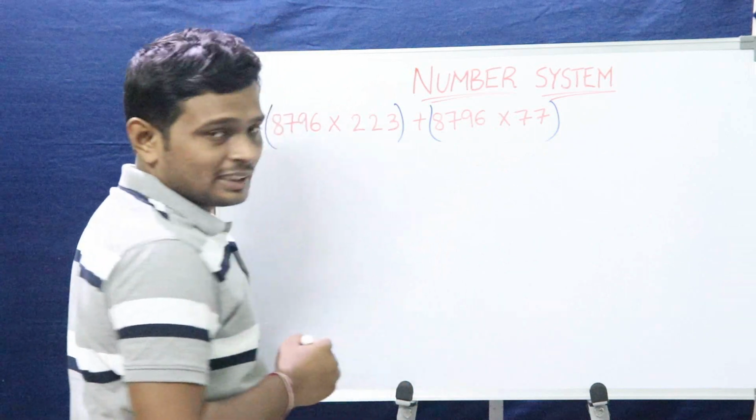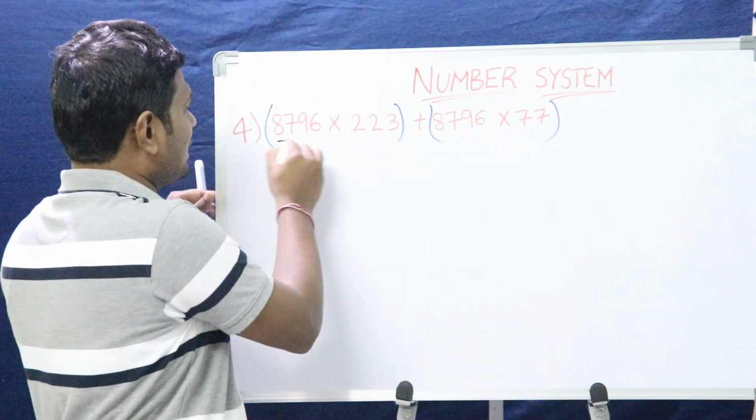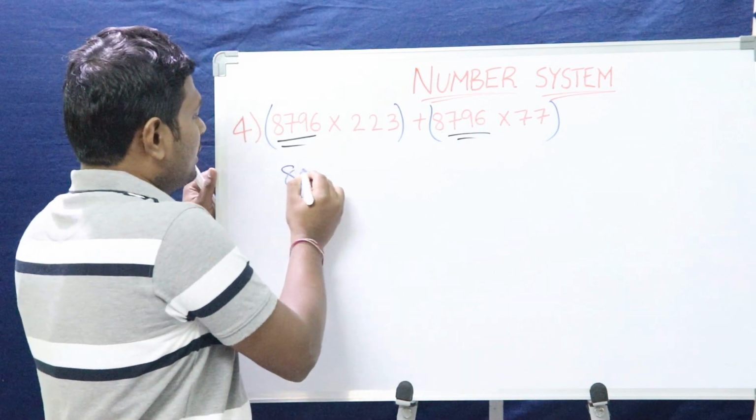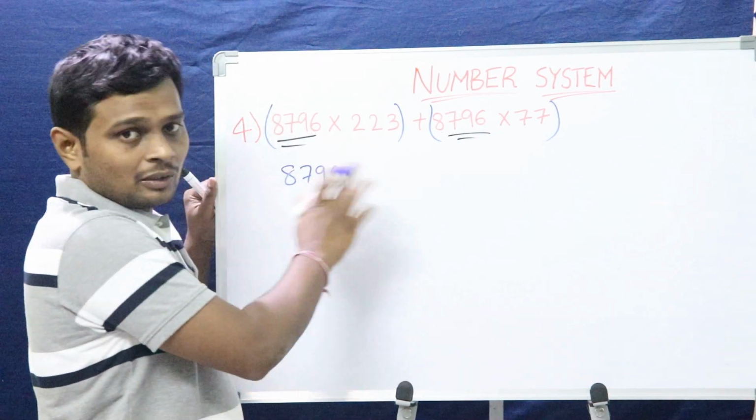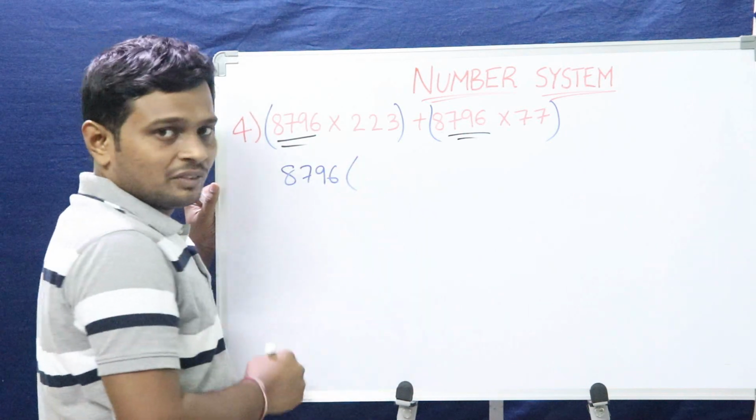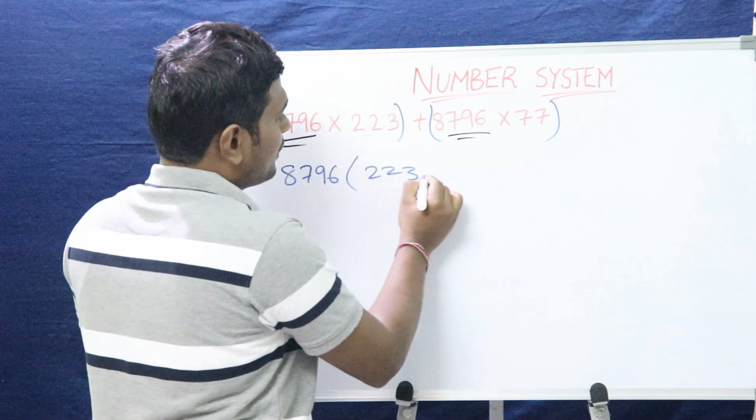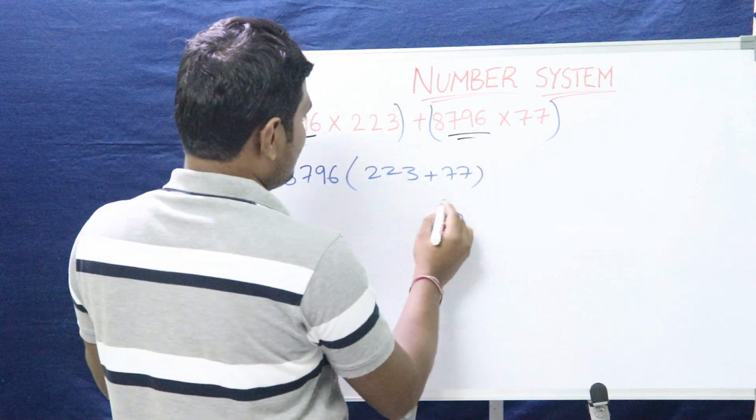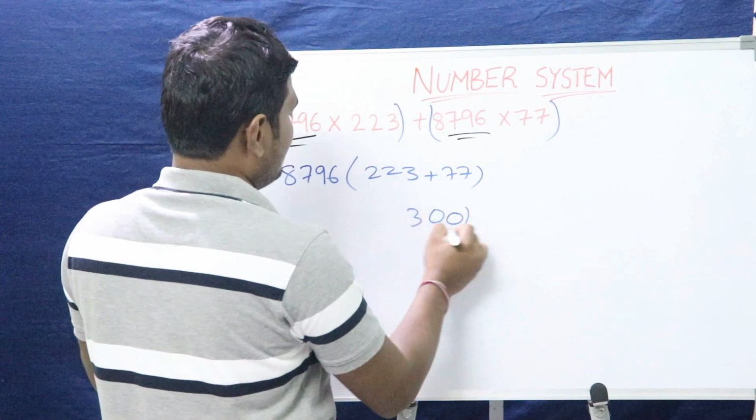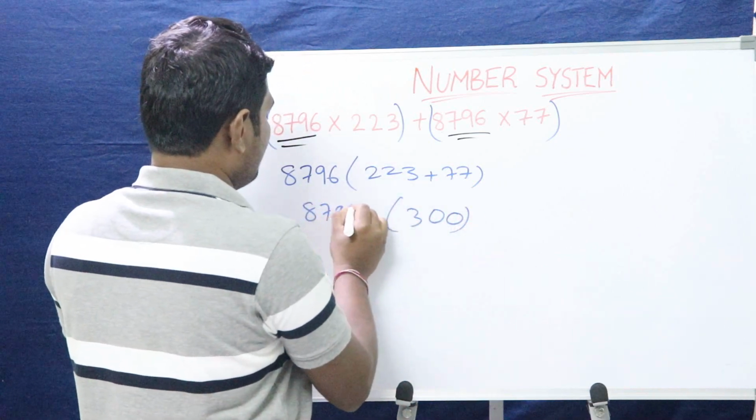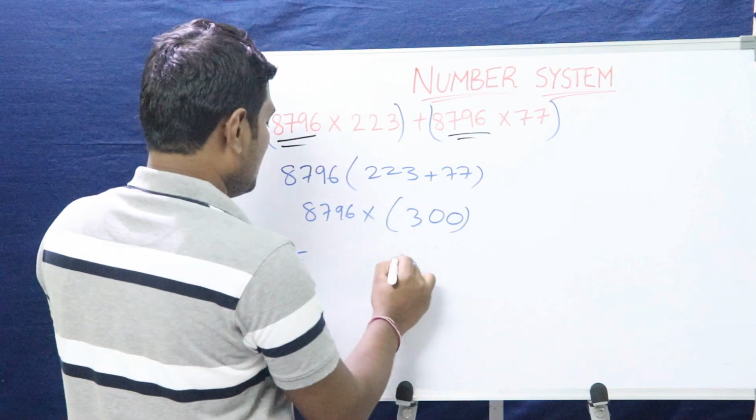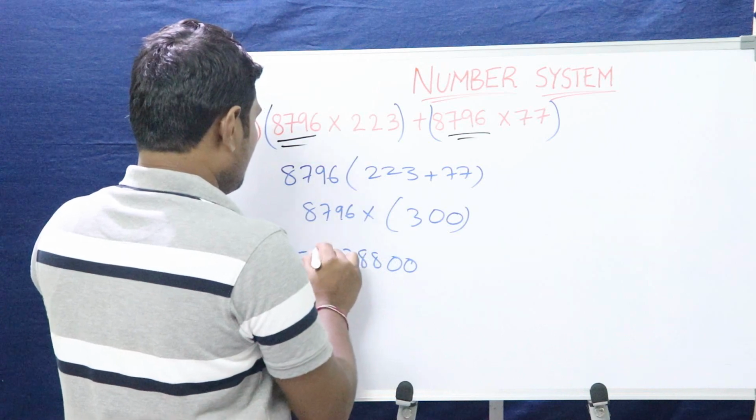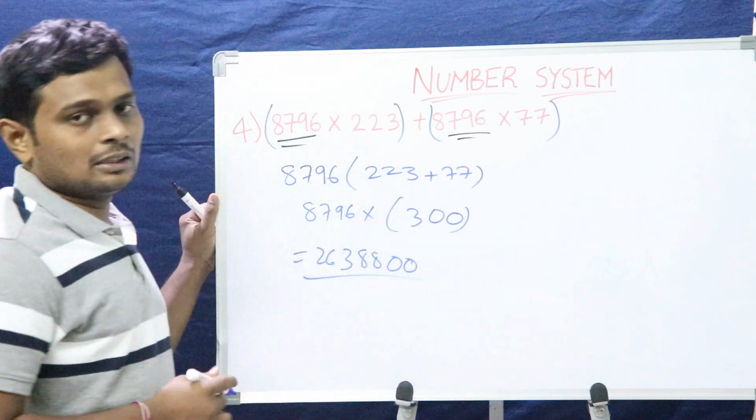Among these two multiplications, 8796 is the common number. So we can take 8796 common from these two multiplications. Then we are left with 223 plus 77. What is the summation? 223 plus 77: 0, and then 0, and then 3. So 8796 into 300. What will we get? 2,638,800. Right?